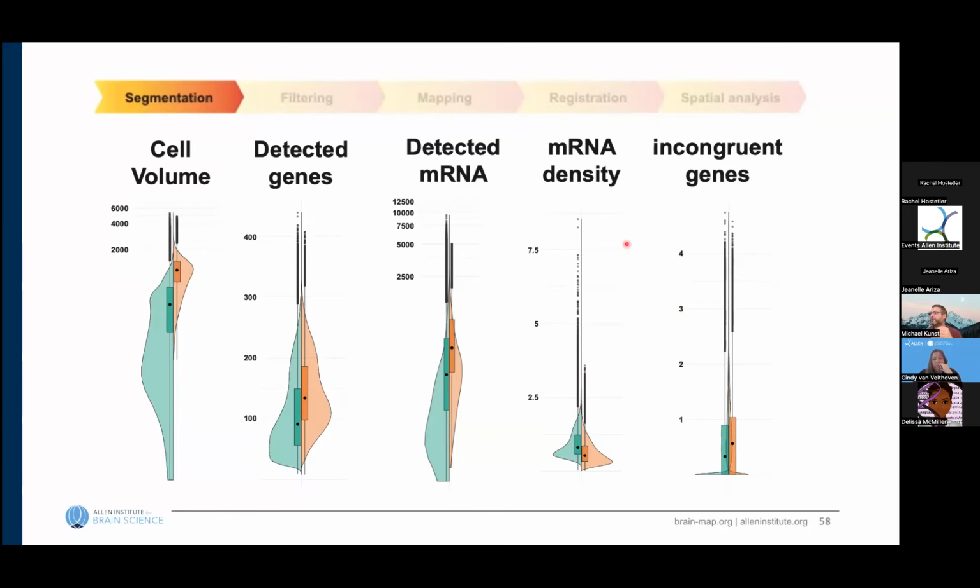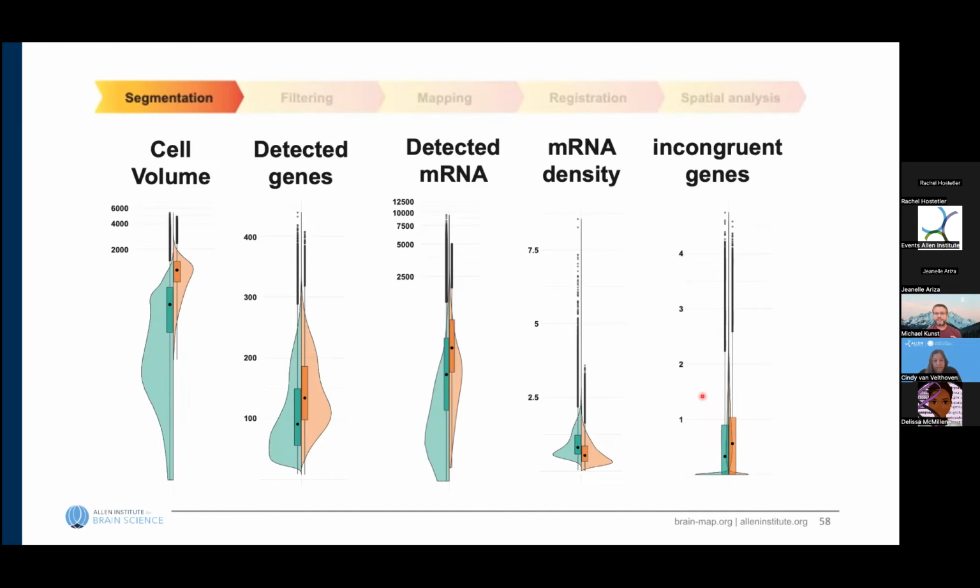And lastly, we made a list of what we call incongruent genes. These are genes that, based on our RNA-seq taxonomy, we know should not be expressed in the same cells. So what I plotted here is the distribution of percentage of incongruent genes per cell. And you can see that the distribution goes significantly down, meaning that we have fewer genes found in cells where they're not supposed to be. So overall, we tremendously increased our segmentation quality.